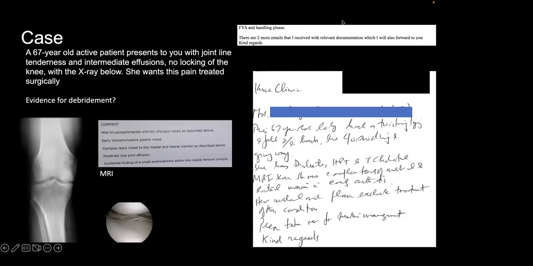So the 67-year-old active patient presents with joint line tenderness and intermittent effusions, no locking, with the following X-ray.